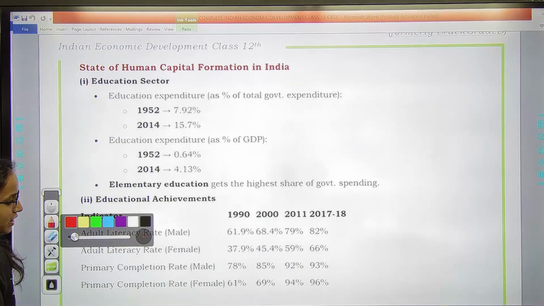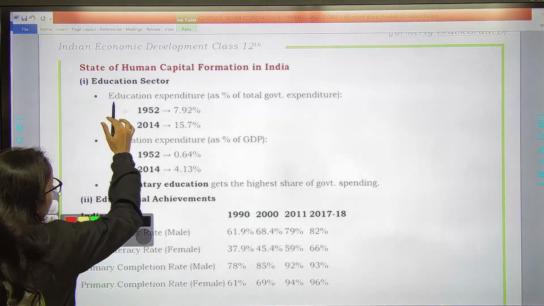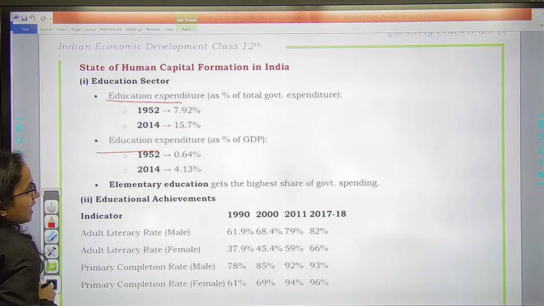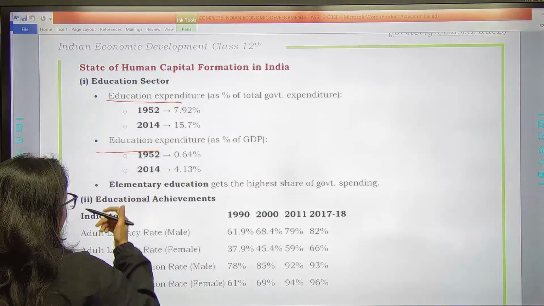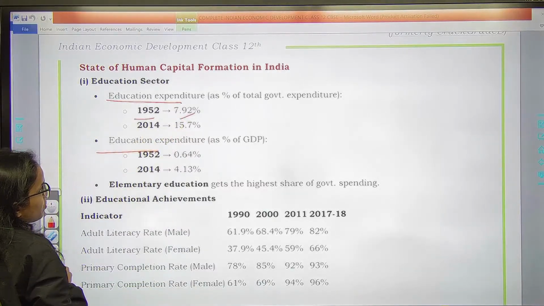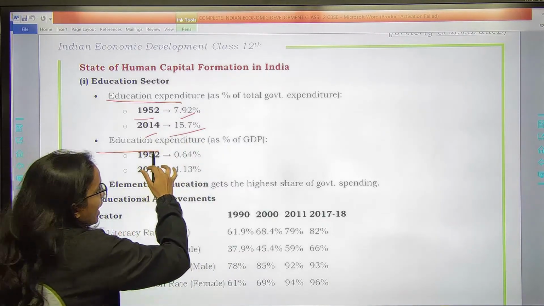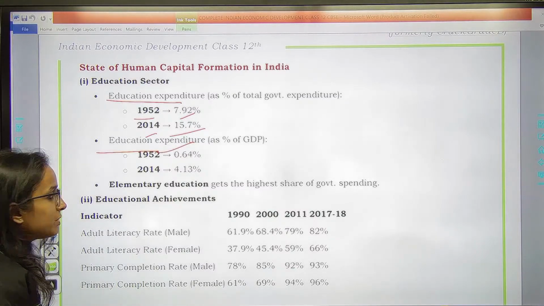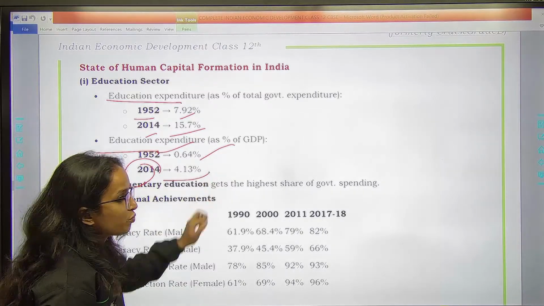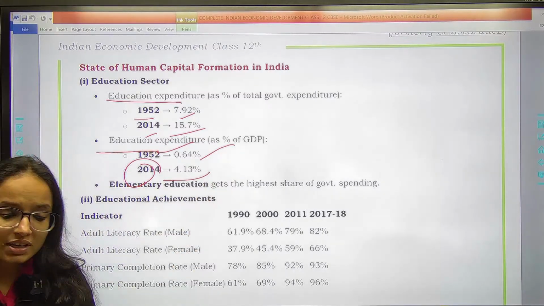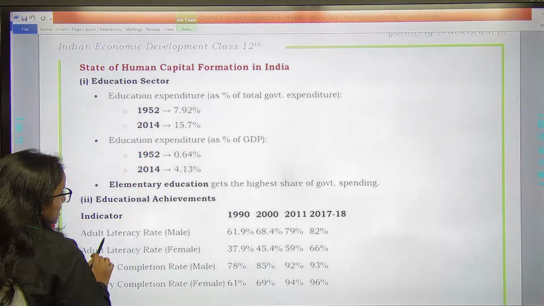Now if we talk about the state of human capital formation in India, if we compare the expenditure on education, the government's expenditure as a percentage of total government expenditure has increased over time. In 1952 it was 7.92% and in 2014 it was 15.7%. Education expenditure as a percentage of GDP in 1952 was only 0.64%, but now by 2014 it was 4.13%. That means constantly the government is also expanding its expenditure, right, in education, because it is important.